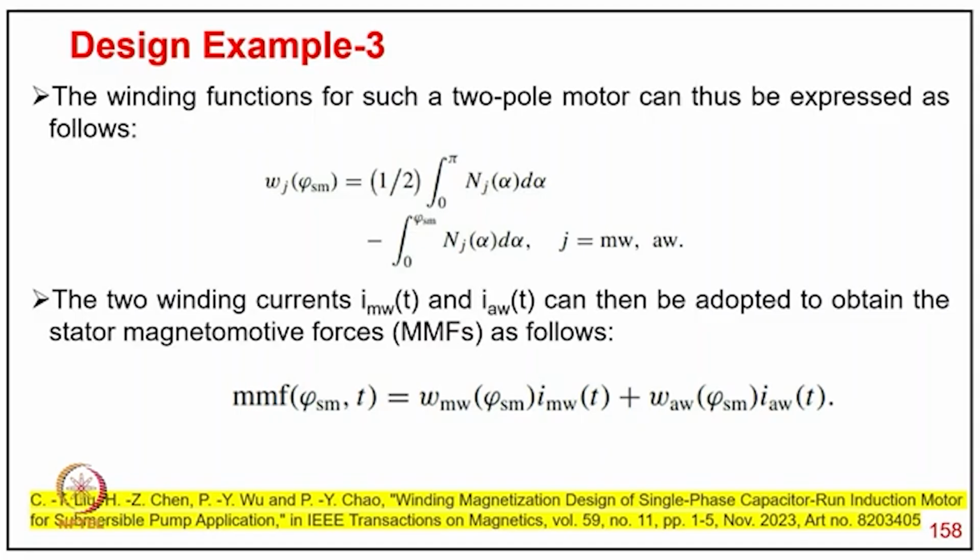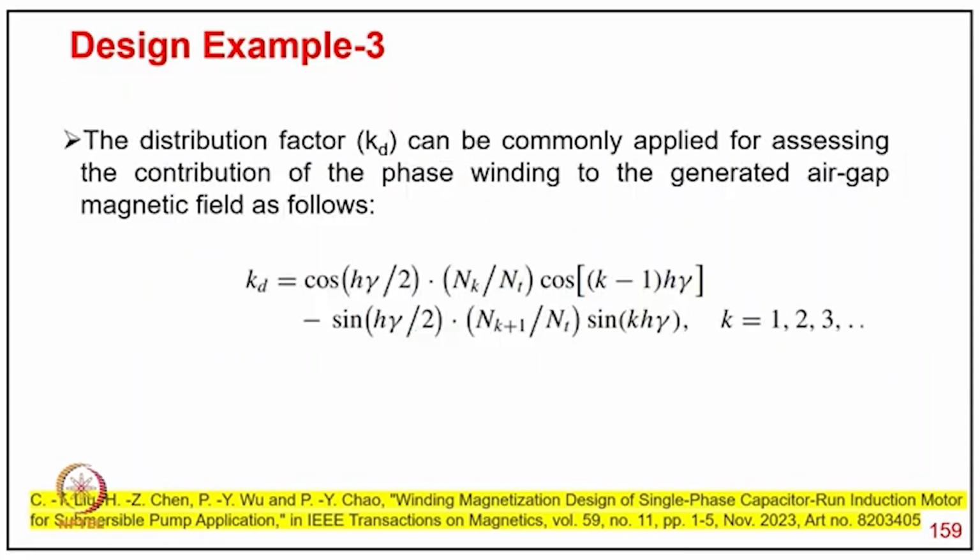The two winding currents IMW and IAW can be adopted to obtain the MMF as follows: the MMF is equal to omega MW phi sum IMW as a function of time, plus omega AW phi sum IAW into T, auxiliary winding current. And the distribution factor can be commonly applied to assessing the contribution of the phase winding of the geometrical air gap magnetic field as KD equal to cos H by 2 into Nk upon Nt cos K minus 1 H by minus sin H by 2 into Nk plus 1 upon Nt H sin H Ky, where K is carrying 1 to 3.